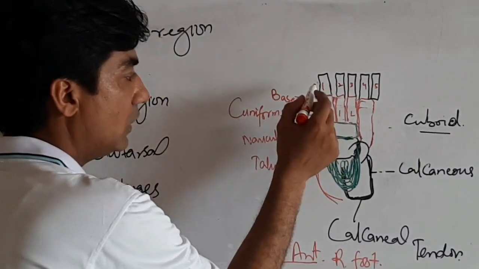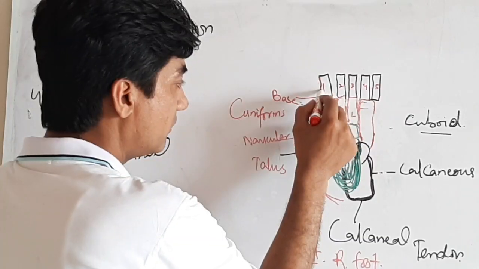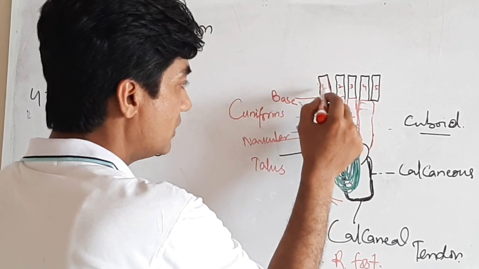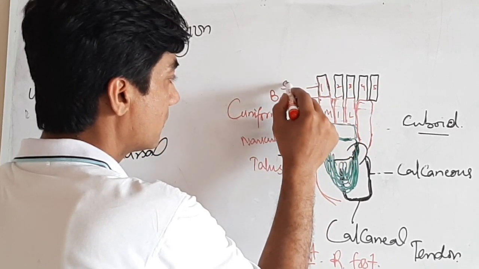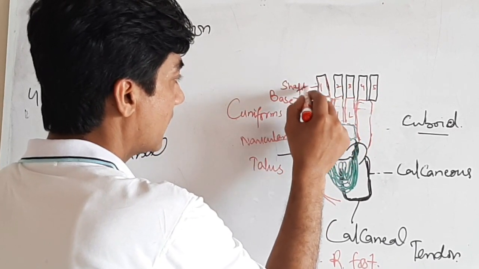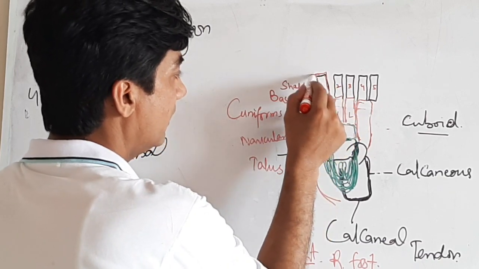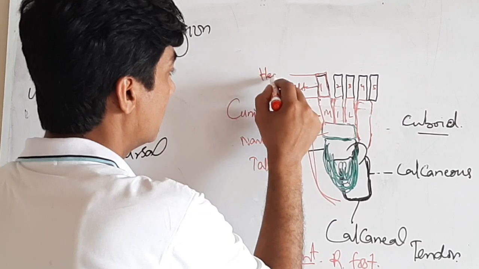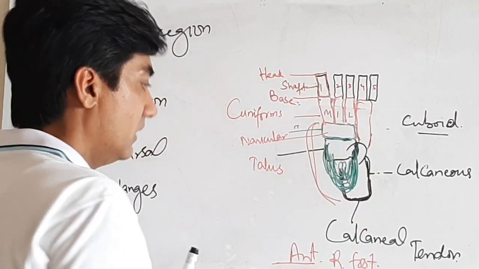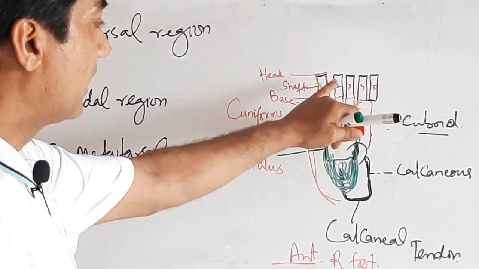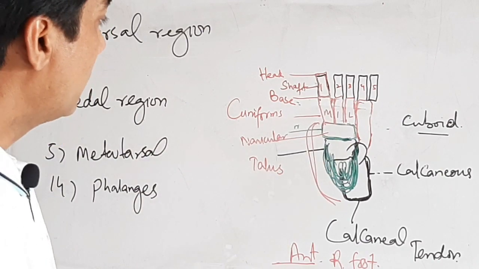And the long and slender portion of the metatarsals is the shaft. And the expanded and broader portion of the metatarsal is the head. These are the metatarsals. Now we are moving towards the phalanges.